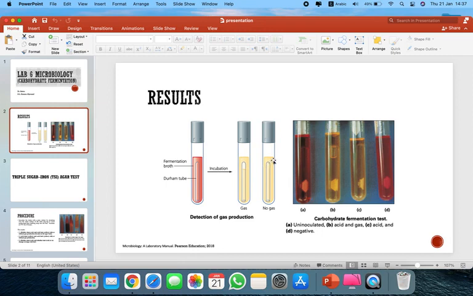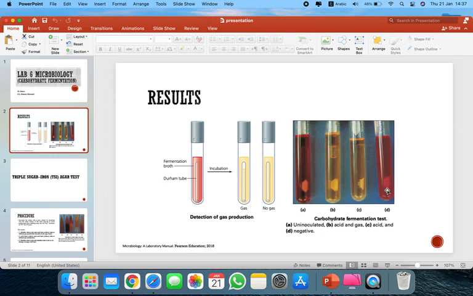Some bacteria can ferment the carbohydrate and produce acid, but do not have the ability to produce gas. This is another example. And some bacteria do not have the ability to produce gas and at the same time cannot take up the sugar or ferment the carbohydrate. So this will be a negative test.